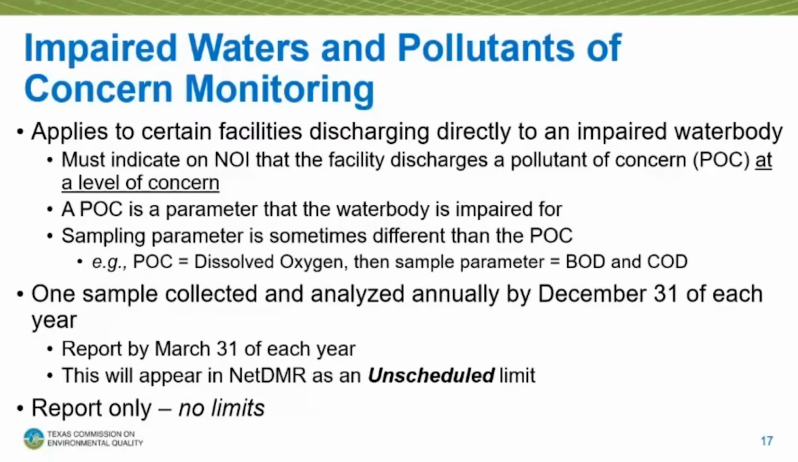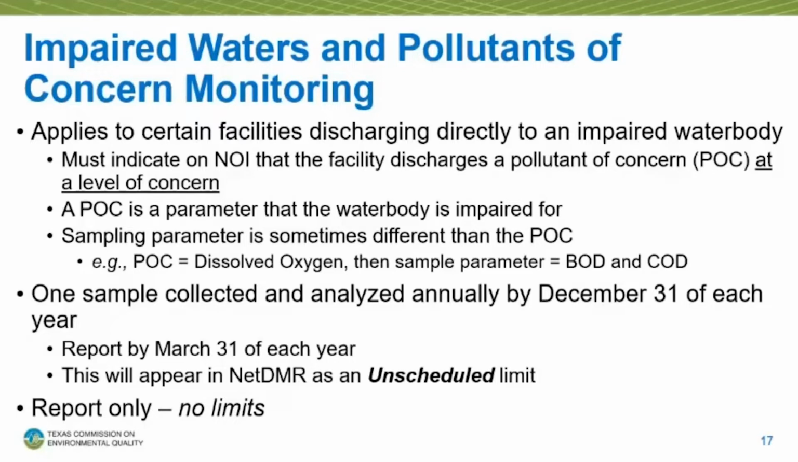Okay, our final type of monitoring is impaired waters and pollutants of concern monitoring. So this only applies to certain facilities that are discharging directly into an impaired water body. And by impaired, we mean it is a water body that TCEQ has identified is in poor health. There's too much of one pollutant type impacting that water body, and so they're marking it as impaired. And then that means that our facilities have to do a little bit more to make sure that their discharges aren't further harming that water body.